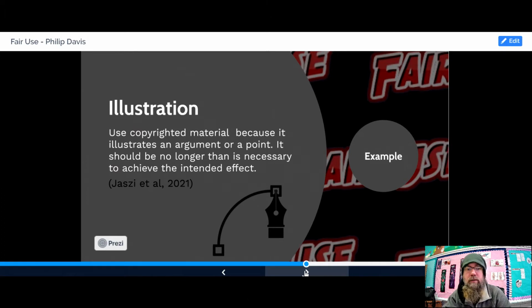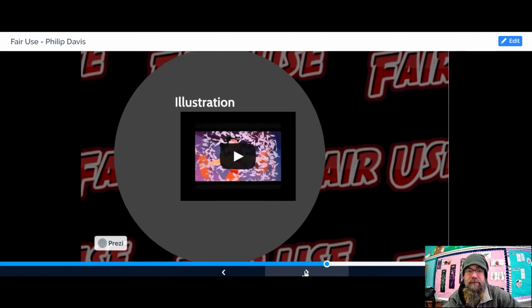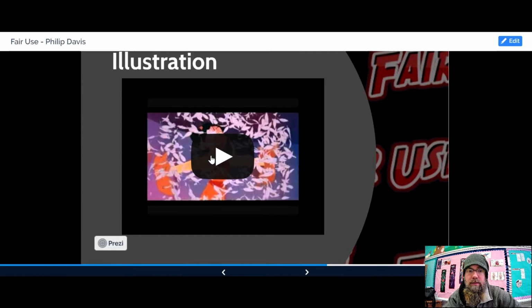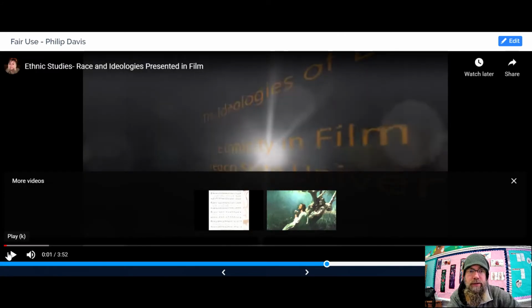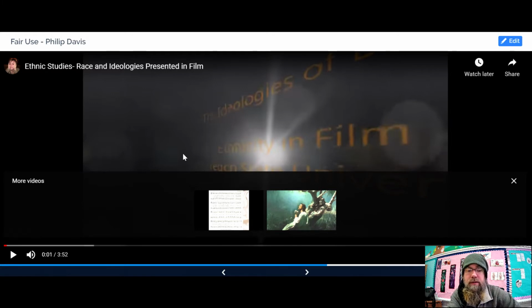Illustration, using copyrighted material because it illustrates an argument or a point. It shouldn't be longer than necessary to achieve the desired or intended effect. In this example, the creator talks about race and ideologies presenting in film, especially Disney movies. They take a variety of short clips pointing out the various racist depictions of people throughout many Disney films.